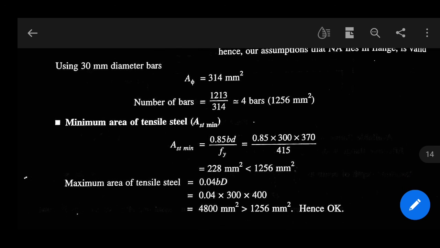So maximum area of tensile steel is 0.04 BD, that is equals to 0.04 into 300 into 400, that is equals to 4800 mm square, which is greater than 1256 mm square. So area of steel provided lies between minimum area of steel required and maximum area of tensile steel required. So hence the design is safe.